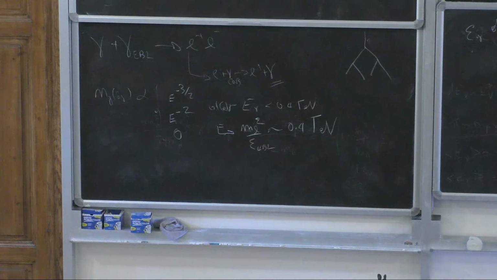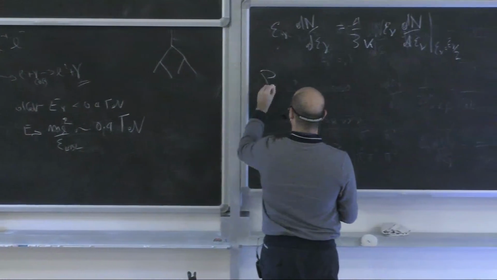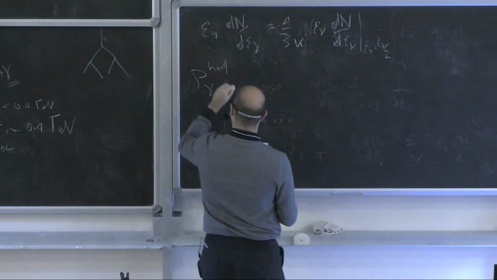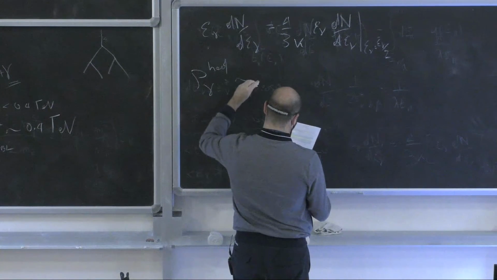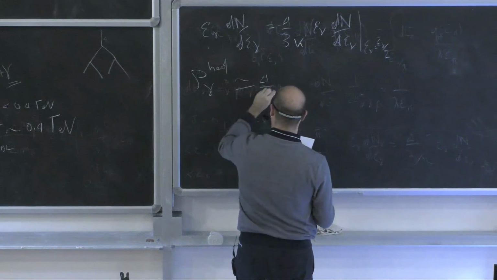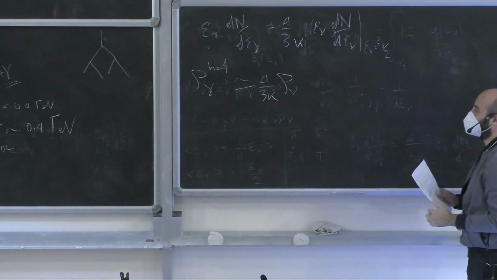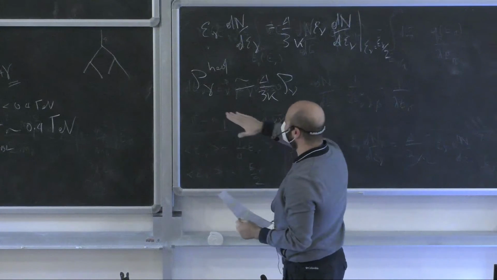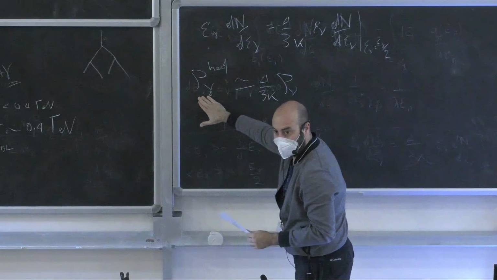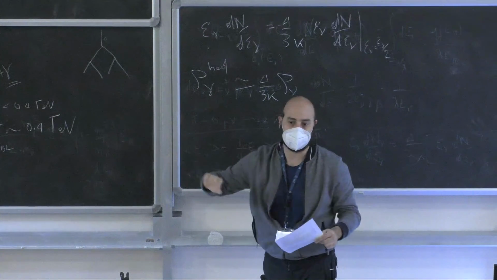And basically, I would expect something like a relation of this sort. P gamma hadronic, based on this, should be 4 over 3 kappa of P nu of IceCube. Okay? The only hypothesis that enters this relation is that there is no leakage out of the photon into some other particles.